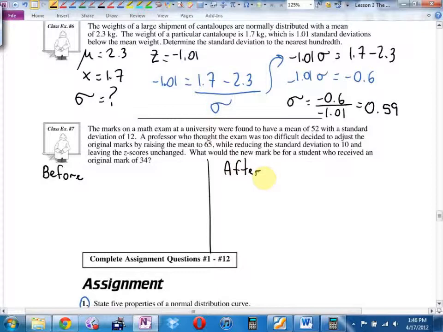There is a before and an after here, yes? Let's list everything we know about the before, let's list everything we know about the after, and then let's try and figure out what they're trying to get at here. Before he adjusted the marks, I know the mean. What was the mean after he adjusted the marks? Did they tell me?